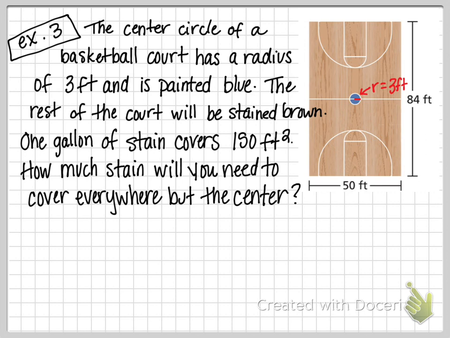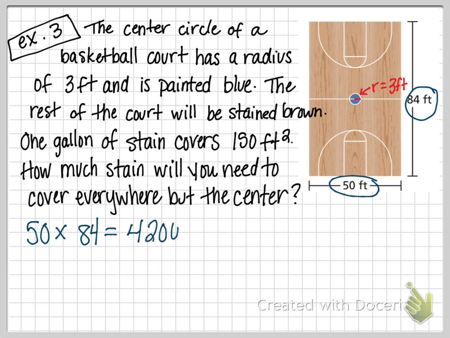So let's think about this. We're given the dimensions of this court. We know that the court has dimensions of 50 by 84. So let's start by finding the area of this entire court. 50 times 84, base times height. So 50 times 84 is 4,200. So we're looking to stain, to paint this whole thing brown. But we're going to only paint everything except for that blue circle. So we need to subtract the area of that blue circle.